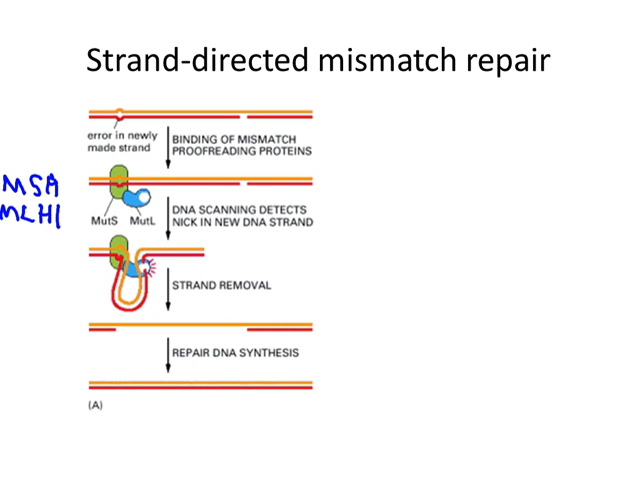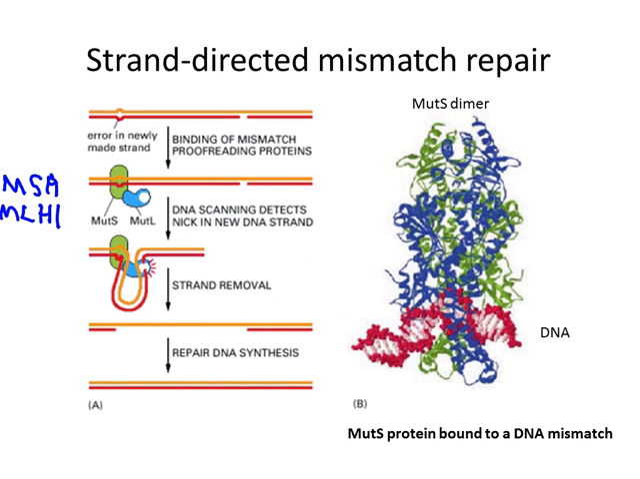But what happens then is the bad part is cut out, and then DNA synthesis reoccurs. Again, very much like it does normally, right? Polymerase goes along, polymerizes new DNA. So this represents kind of a structural view of how this process is thought to occur with the MutS.